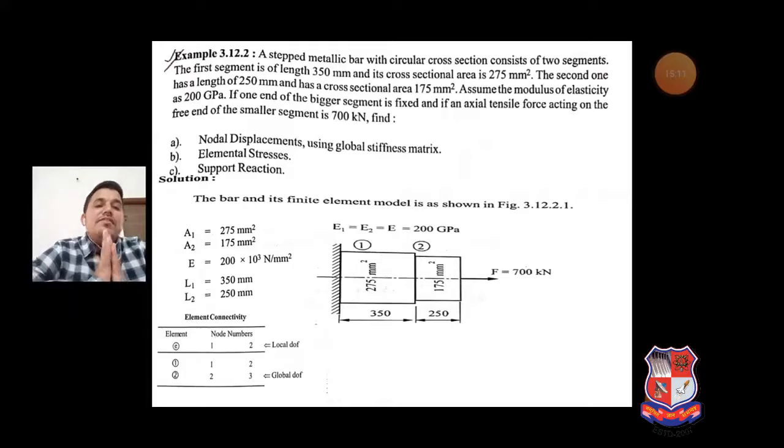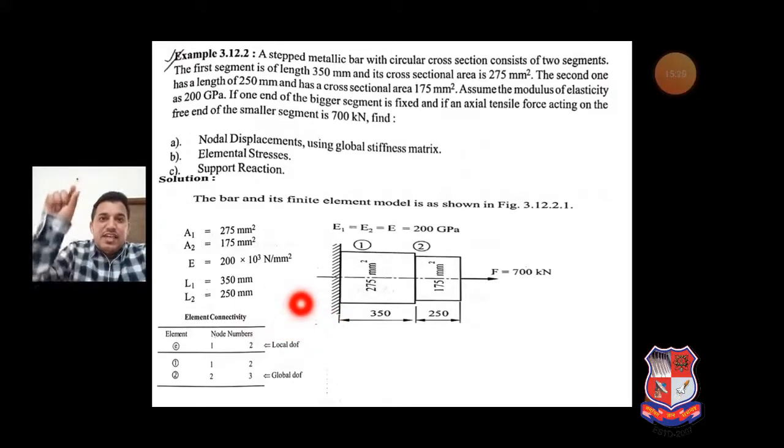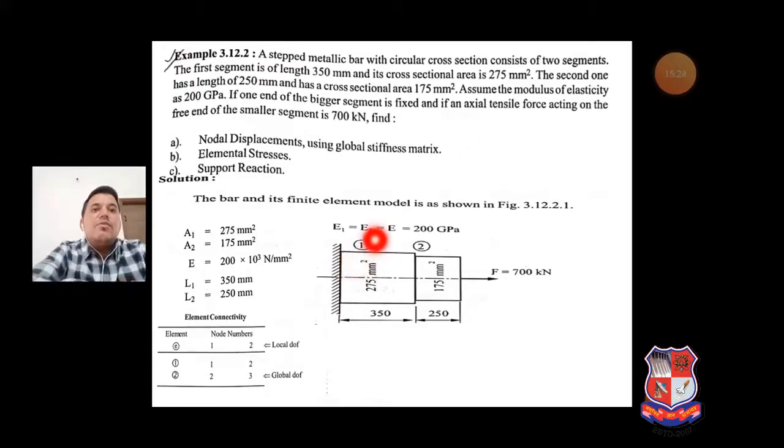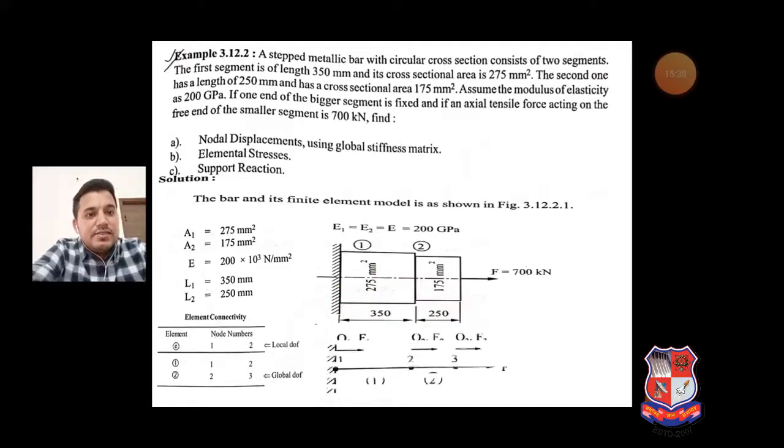If we discuss the element connectivity, this is important for the local degrees of freedom when we find K1 and K2. Element number 1 goes from node 1 to 2, and from 2 to 3 is the second element. Let's see the diagram. This is the first step: as we know, the discretized body.